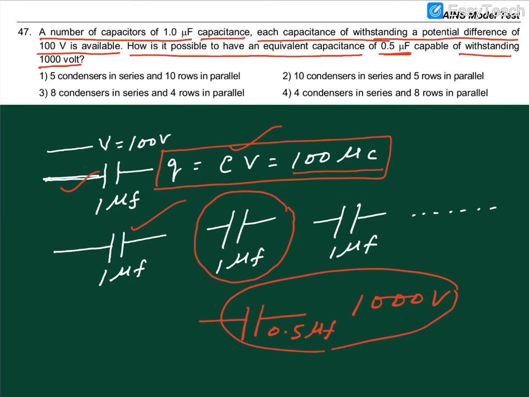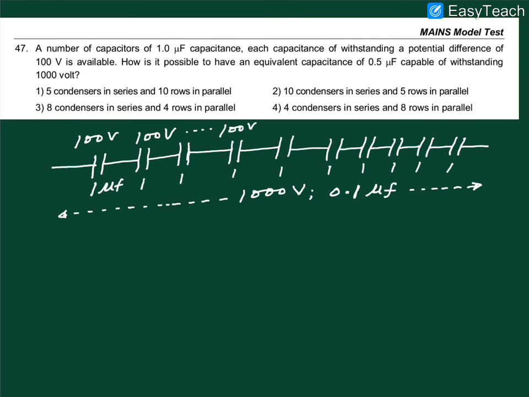Just look at this. Now, if I connect 1 microfarad, 1 microfarad, 1 microfarad like this, 10 capacitors in series, then the total voltage is 1000 volts and the capacitance is 0.1, because 1/C = 1/C1 + 1/C2. The capacitance of this series is 0.1 microfarad and it can withstand 1000 volts.